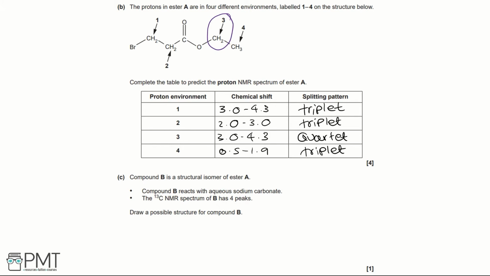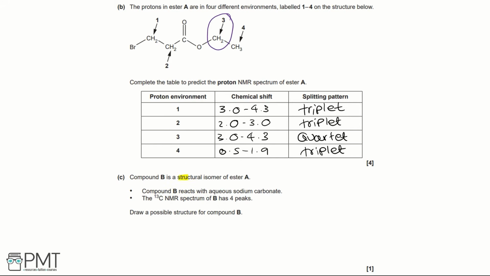Part C. Compound B is a structural isomer of ester A. Compound B reacts with aqueous sodium carbonate. The carbon-13 NMR spectrum of B has 4 peaks. Draw a possible structure for compound B.